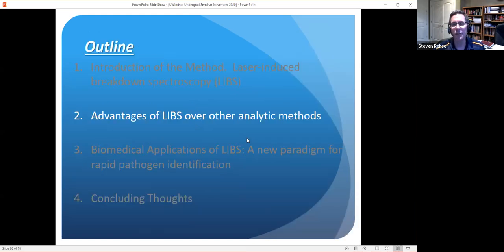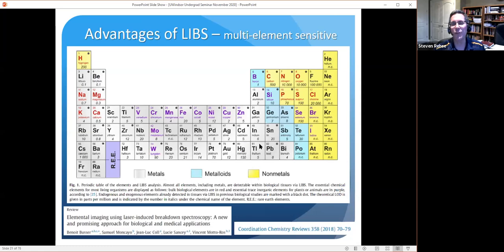People like to use LIBS because it does have advantages over other methods. One of its advantages is that it's very sensitive to almost all the elements. We call it multi-element sensitive. There's really no other spectral technique that can detect all of these elements without bias. Particularly the light elements are not detected very well by X-ray fluorescence, which is the main competing technology. All of the elements can be detected via LIBS without bias, and that's a big, big advantage.